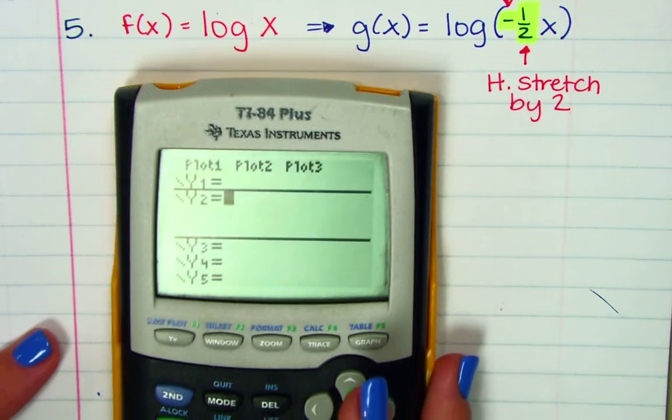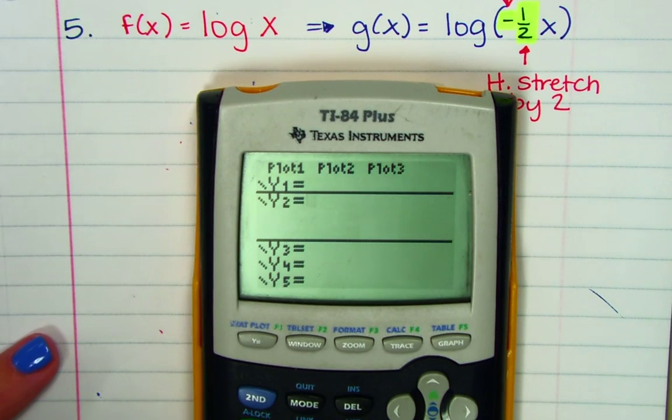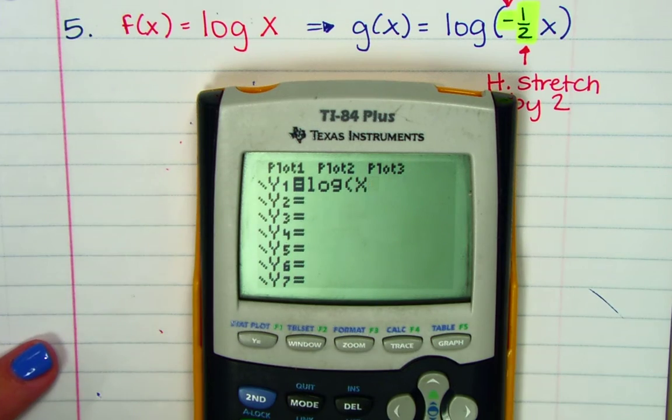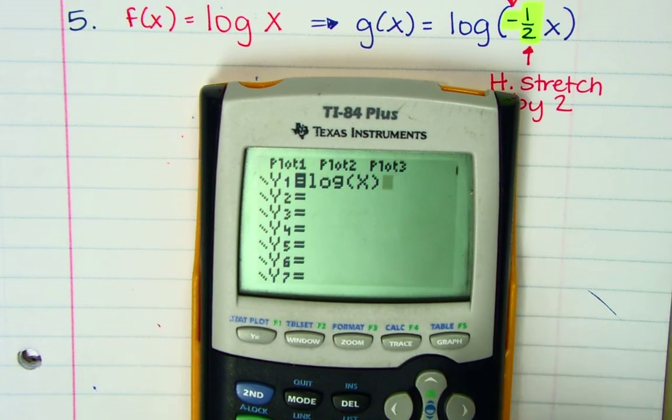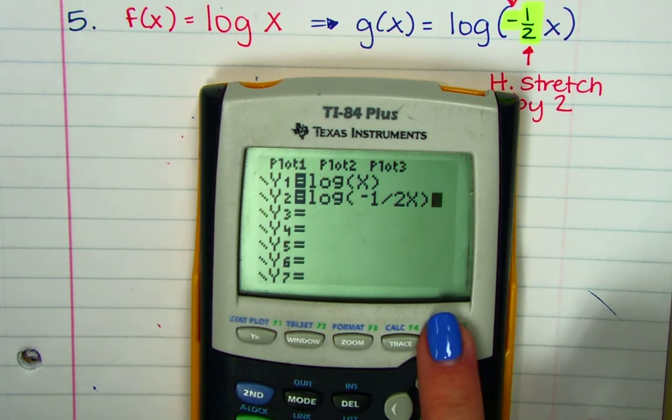Okay, so the log button, it's by the 7. In the first one, I'm just going to do log x. It gives you the parentheses on its own. So f of x, I'm going to do log x. G of x, I'm going to do log, again, it's right beside the 7, negative 1/2 x. Right, then we can graph it.